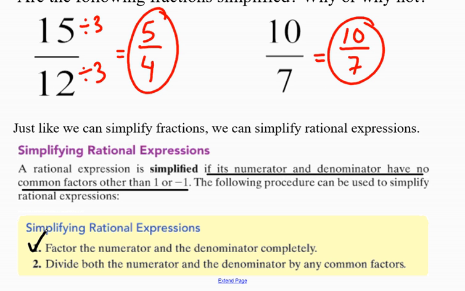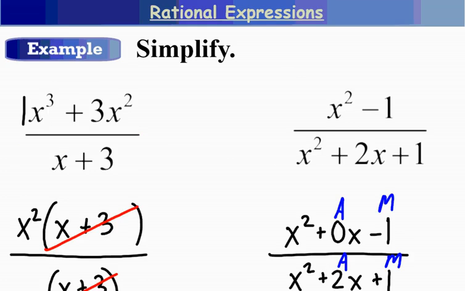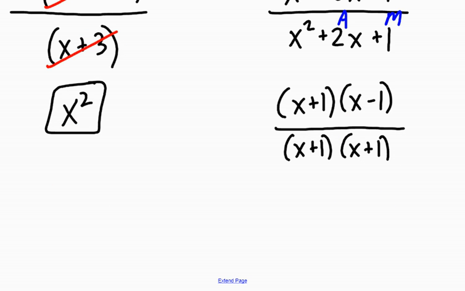Factor the top and bottom, the numerator and denominator. Step 2 is divide out any common factors, and that's going to be this guy. So what is left? X minus 1 over x plus 1.